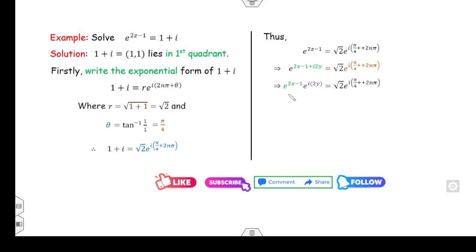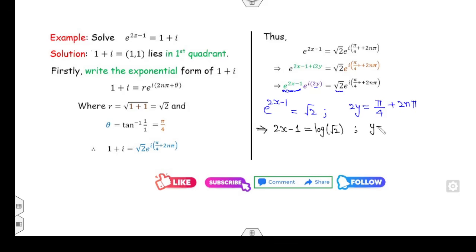Fine. Now you can compare the coefficients. That is my real component. You can see the real component is e raised to power 2x minus 1 is root 2. And if you compare them, 2y is pi over 4 plus 2n pi. Can you find the value of x? 2x minus 1 is log of root 2. And can you find the value of y? Is pi over 8 plus n pi.